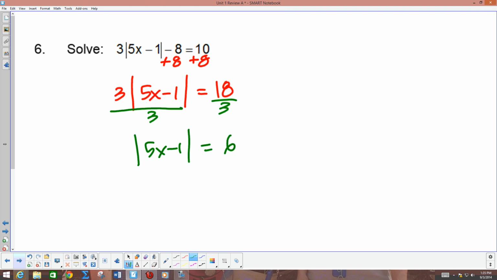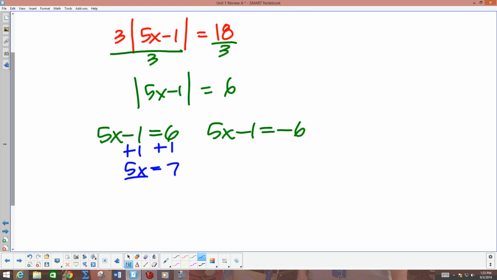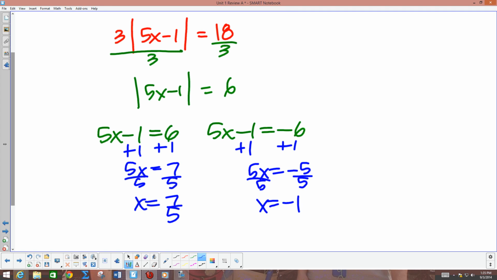And now I can do my two equations. So I'm ready to take off the absolute value, and I have 5x minus 1 is equal to 6, and 5x minus 1 is equal to a negative 6. I have two little equations to solve. 5x is equal to 7, divide by 5, divide by 5, x is equal to 7/5. Add 1, 5x is equal to a negative 5, divide by 5, divide by 5, x is equal to a negative 1. All right, we need two answers.